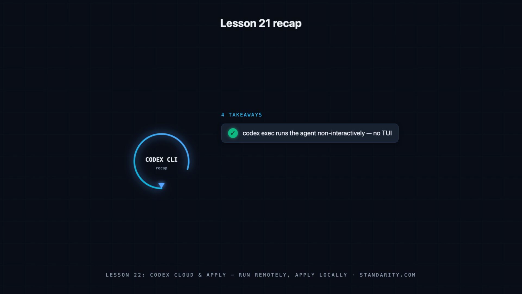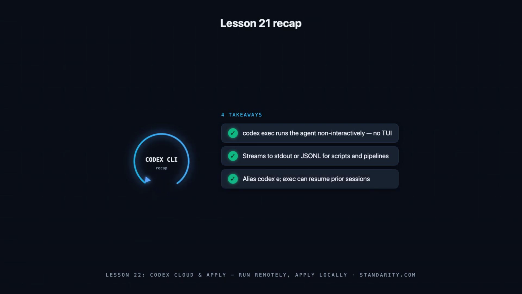Here's what to keep. The Codex exec command runs Codex non-interactively. No terminal UI, just a prompt and a result. It streams to standard output or to JSONL so scripts and pipelines can consume what it produces. You can shorten the command to Codex E, a handy alias when you're wiring Codex into a script or a continuous integration job.